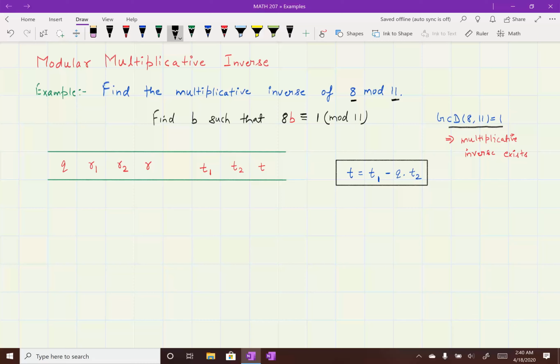So we can say here that the multiplicative inverse of this problem exists if the GCD of these two integers is equal to 1. If it is not equal to 1, we cannot find the multiplicative inverse in that case.